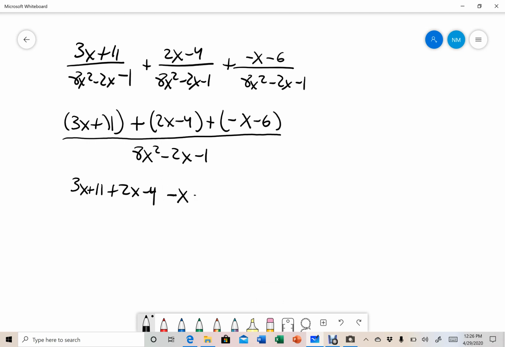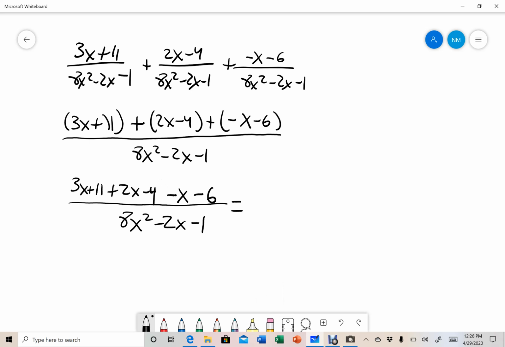Minus x minus 6. Okay, so see how we did that? Because we're adding them together, but because this is a negative, it actually becomes minus x minus 6, over 8x squared minus 2x minus 1. Okay, so now we're going to combine our like terms.